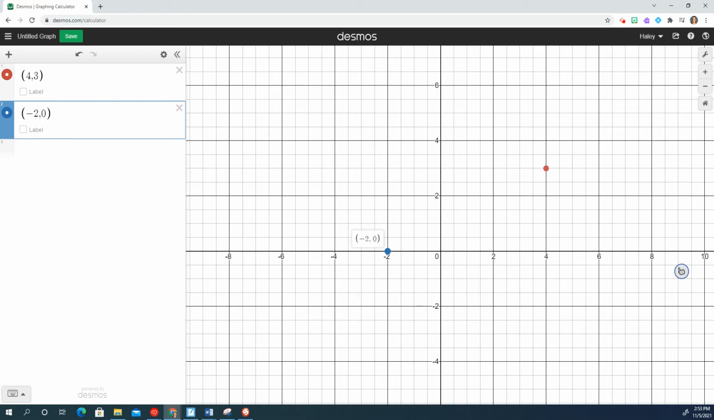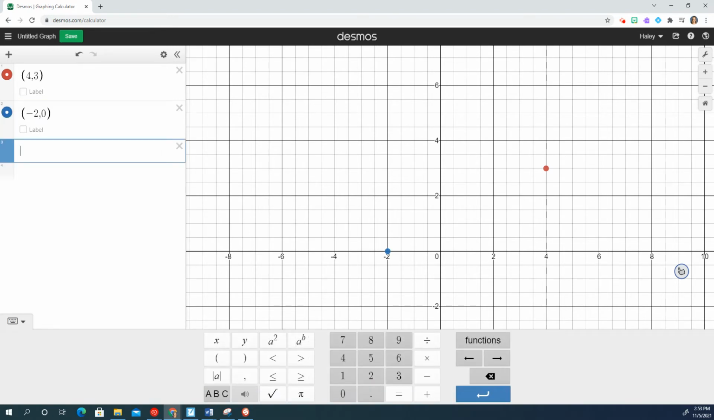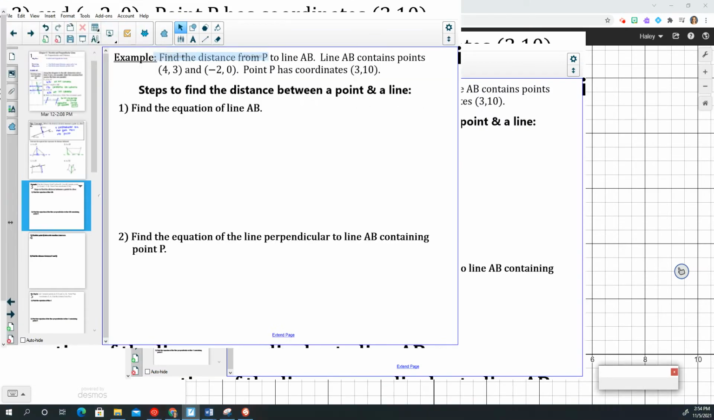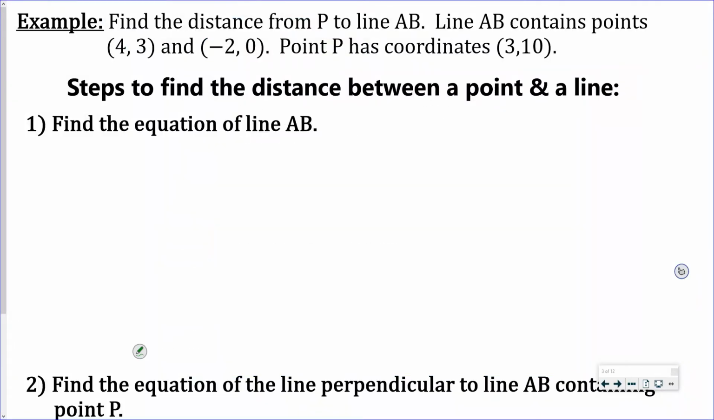Obviously, there's exactly one line that goes through those points, right? And we're going to find that line in a second. What we're trying to do is find the distance from point P. So I'll put P up here. It's at (3, 10). You can't see it because it's way up here. There's P. We're trying to find the shortest distance from this point to the line that goes through these points. So the first thing we're going to do is find the equation of the line that goes through the blue and the red points, because it only takes 2 points to find the slope. And then we can write the equation of our line, just like we've been doing for a while now. So step 1: find the equation of line AB.